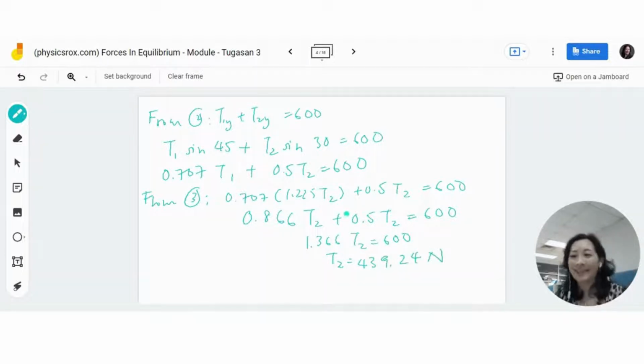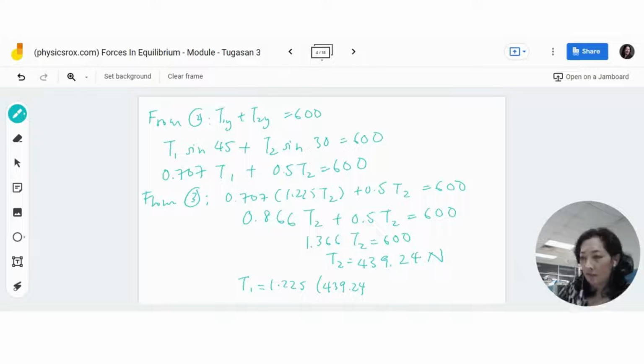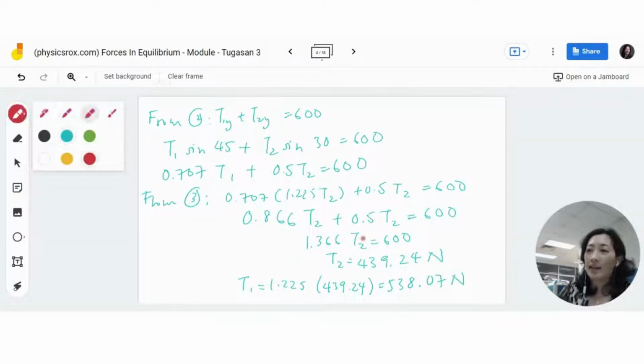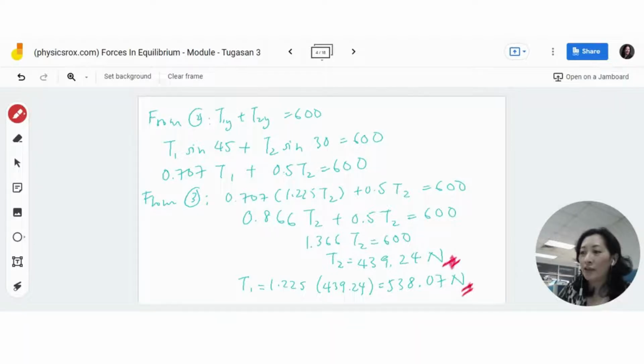439.24 Newton. And then to solve T1, because we know T1 is 1.225 T2, so 1.225 times 439.24, I am typing that into my calculator. That gives us 538.07 Newton. And that's how we can solve this question using the resolution of forces method.